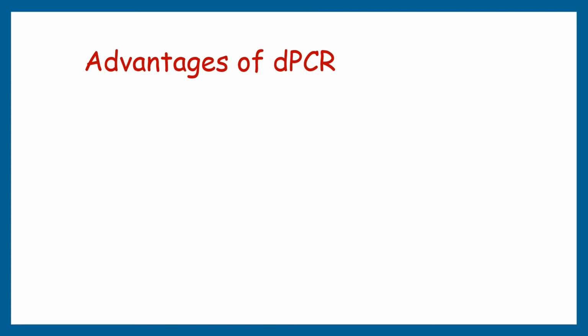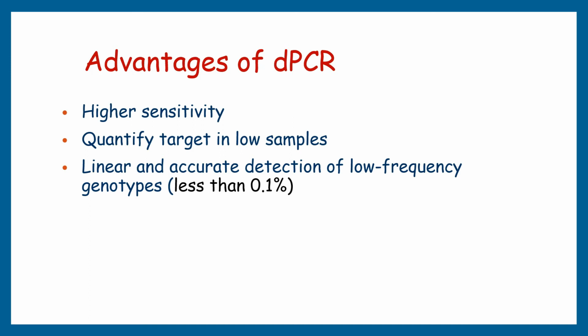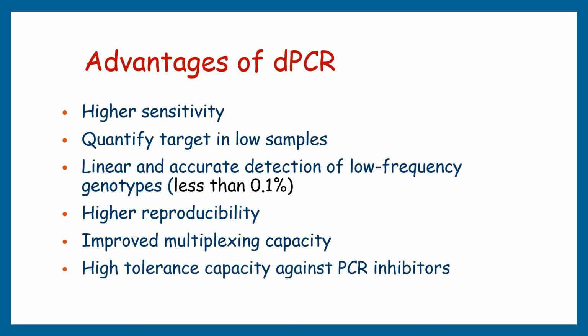The main advantage of digital PCR is that it is highly sensitive and can detect a difference in gene expression of less than 30%. Even a single copy number variation can be distinguished accurately. In addition to this, it can identify alleles having allelic frequencies less than 0.1%. There is no need to rely on a reference or standard for quantification. They have higher reproducibility and improved multiplexing capacity. They have high tolerance against PCR inhibitors.